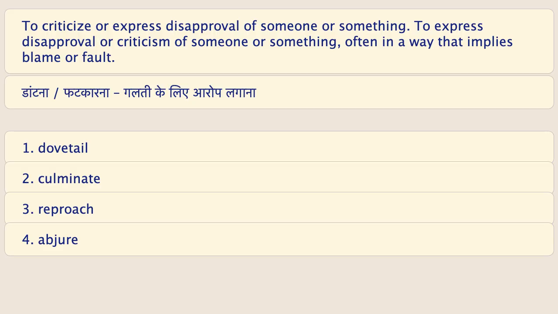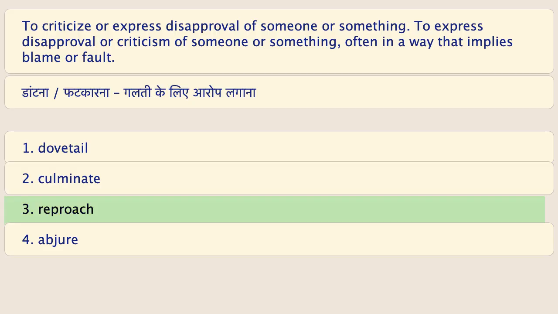Let us now turn our attention to the options. Which of these words best fulfills the criteria of the presented definition? Dovetail, culminate, reproach, abjure. Now the correct answer is reproach.